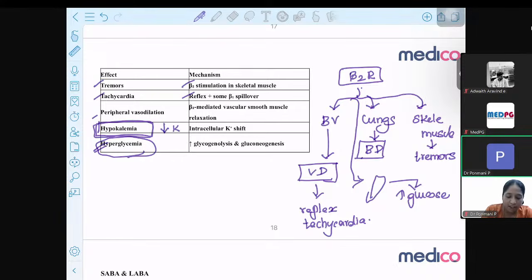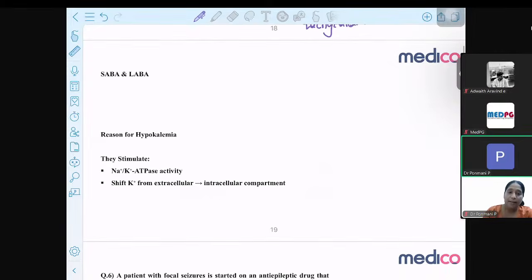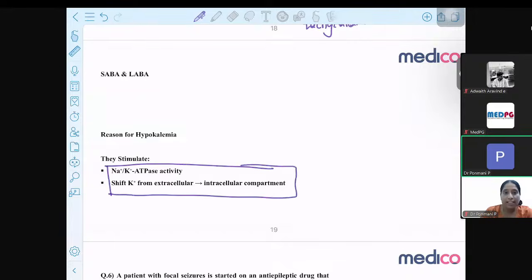That is, your potassium levels are going to fall. Why are the potassium levels going to fall? Because it causes an intracellular potassium shift. That means it moves the potassium from the blood into your cells, and therefore the blood levels of potassium decrease. The reason for hypokalemia is that they stimulate sodium-potassium ATPase activity and shift the potassium from the extracellular to the intracellular compartment.